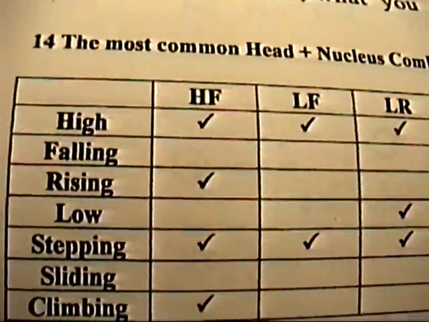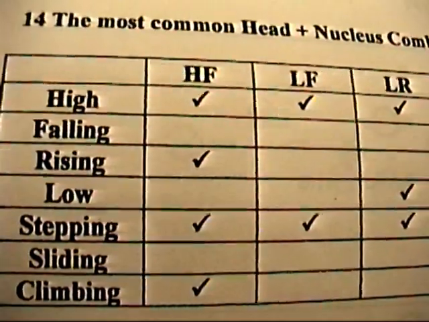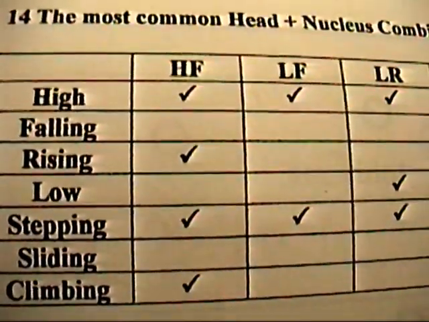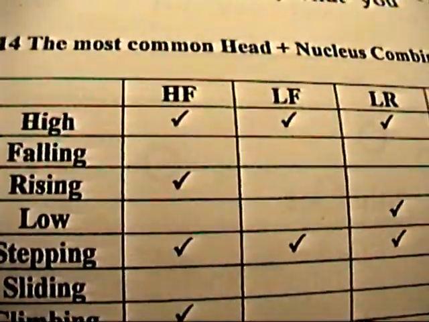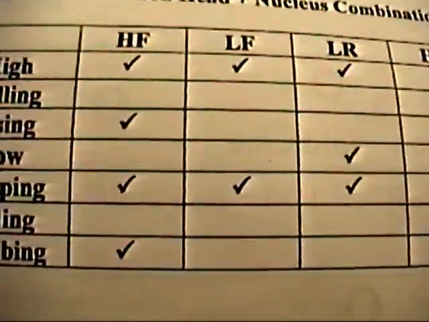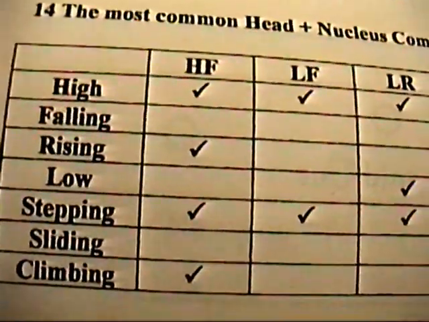The empty boxes don't mean that those combinations are impossible. It's just that they are, in fact, less useful or less frequent. Essentially, you can combine any nucleus with any head you like.